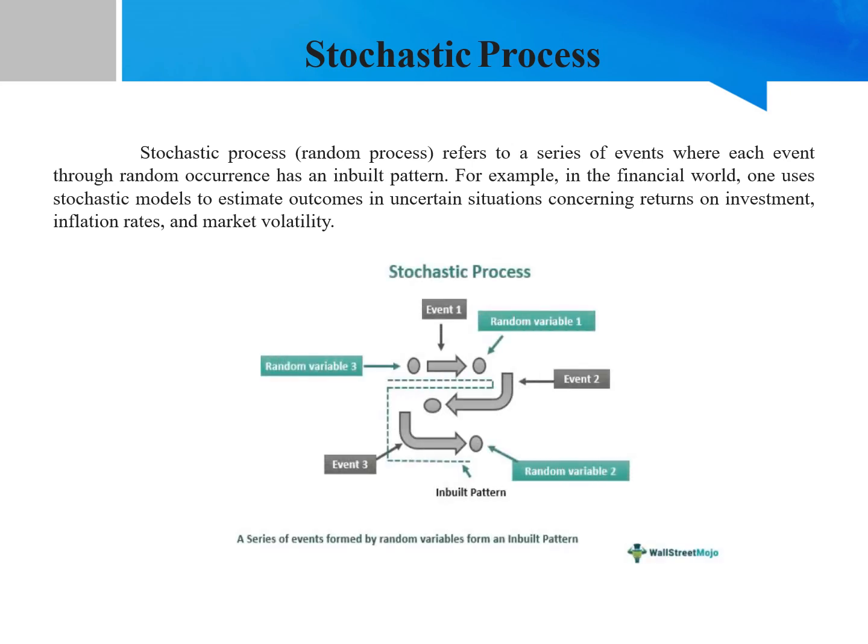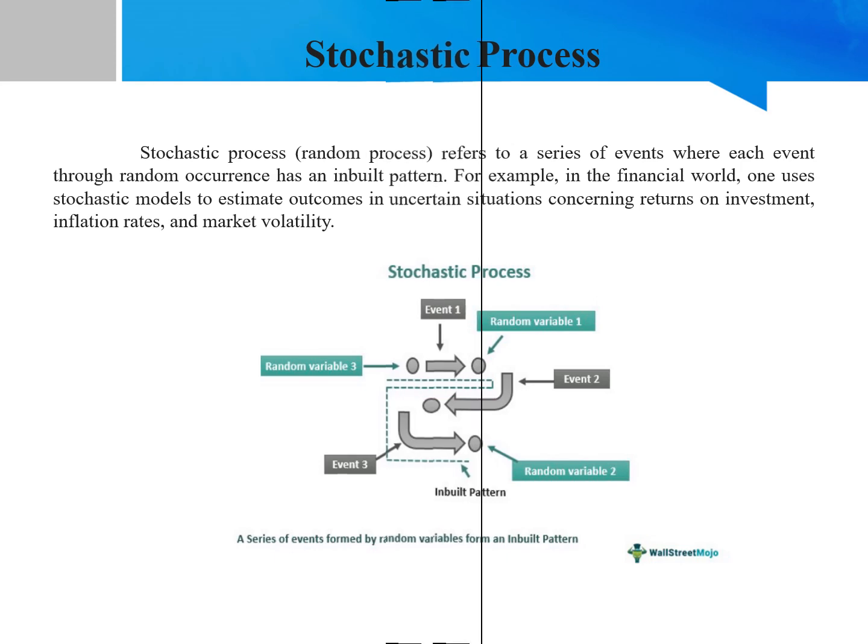Next, this diagram shows that a stochastic process is a series of events. That is, event 1 with random variable 1, event 2 with random variable 2, and event 3 with random variable 3. So stochastic process is nothing but a series of events.